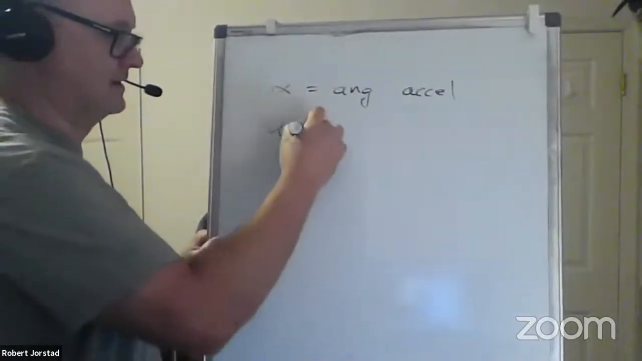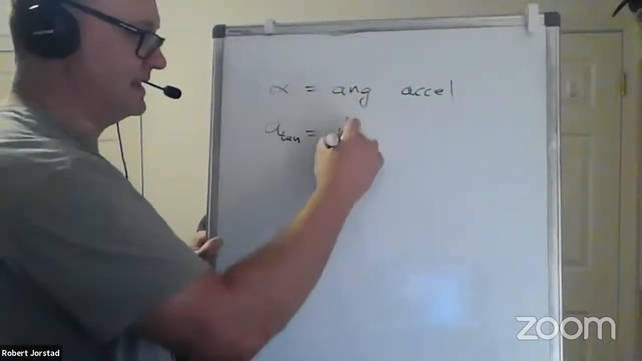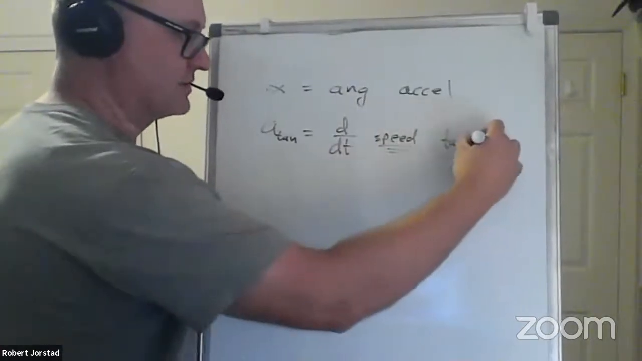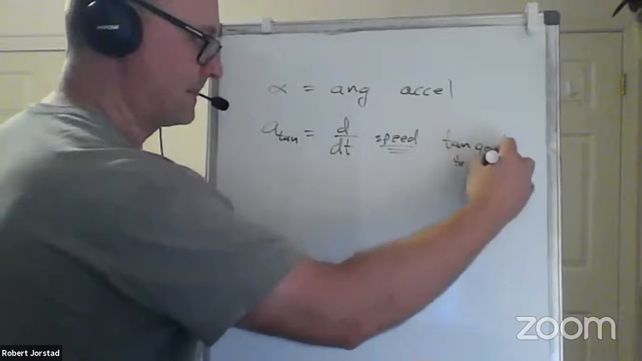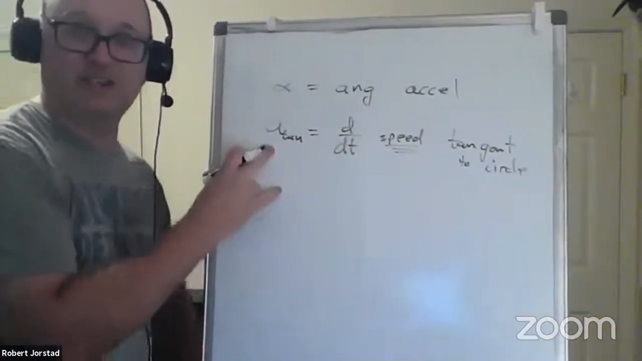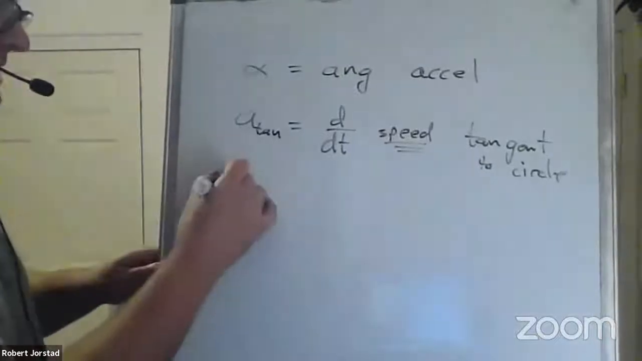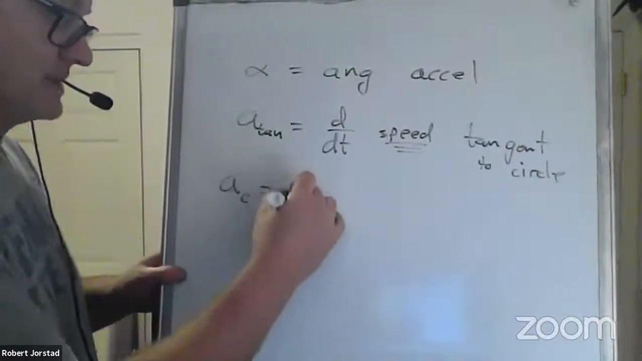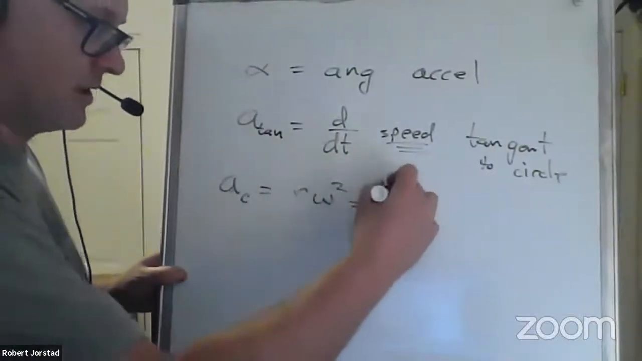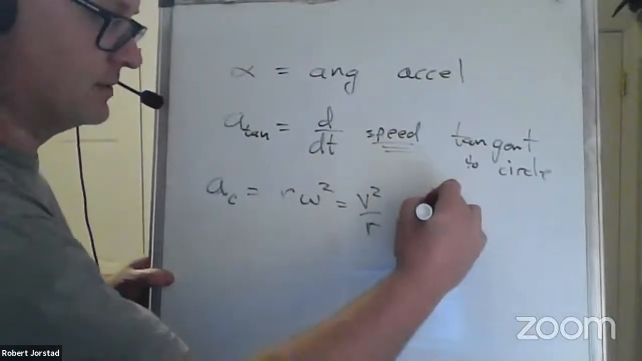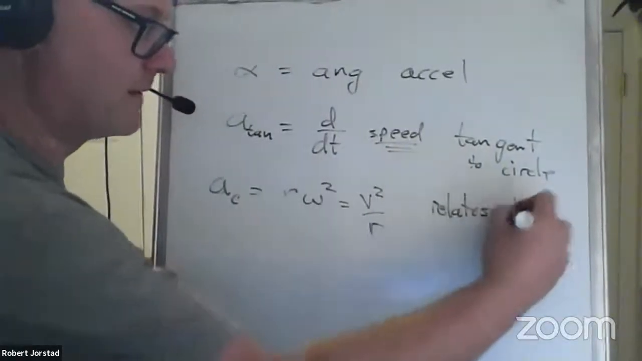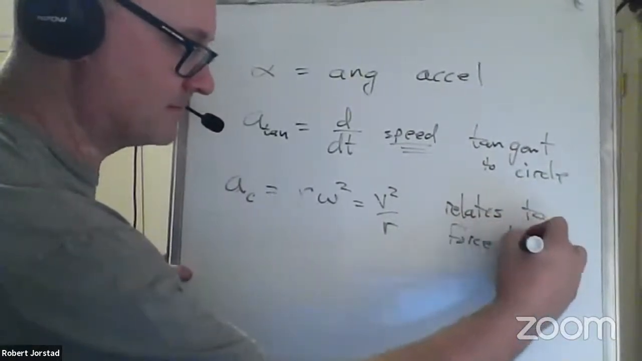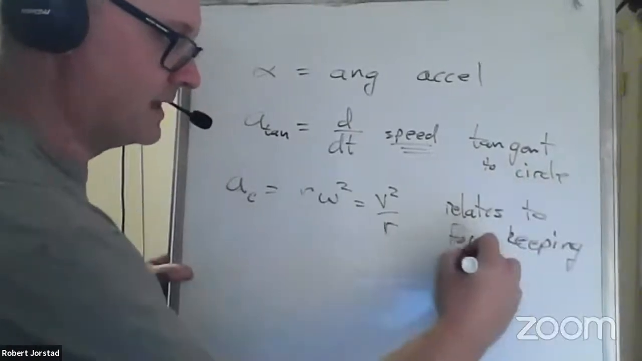A tan is d/dt, meaning change of speed, tangent to the circle. So this one is talking about your change in speed. And then AC is required to cause the force towards the center. That's r omega squared, or v squared over r. And then it relates to force keeping things in circular motion, right?